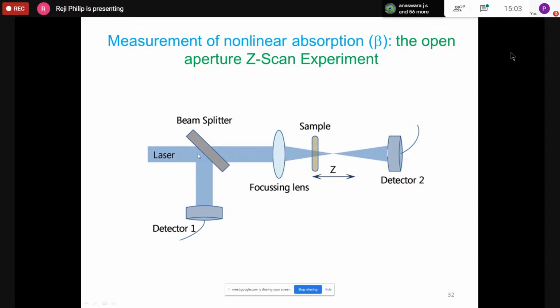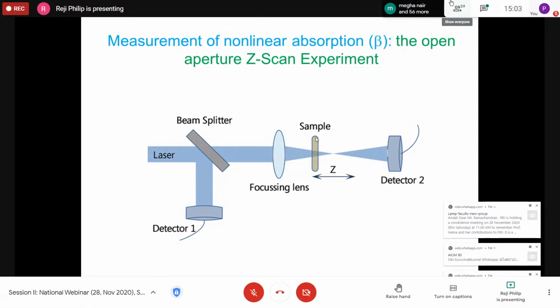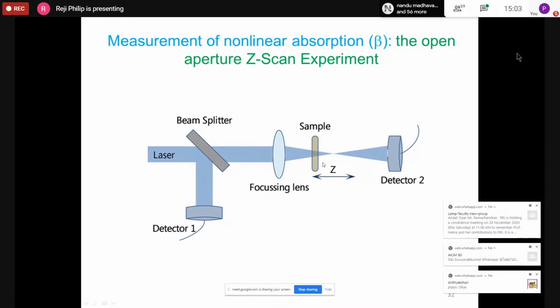So the laser beam comes here. There is a beam splitter. A small part goes to a detector. This is a reference detector. The main part goes through a focusing lens, through the sample, and then it goes to a detector. What happens here is that in this experiment, we will move the sample from one side of the focal point to the other side, like this, from here to here.